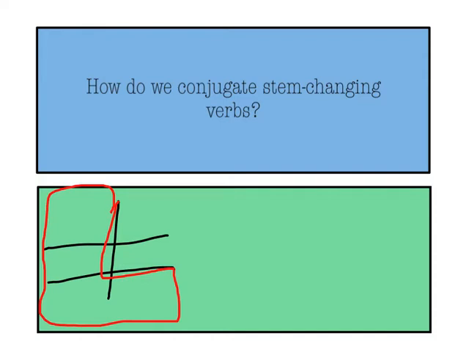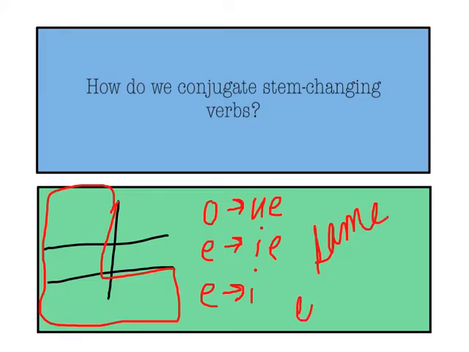So if I were you, I would draw this boot shape. I would write down O to UE, E to IE, and E to I. And then I would just write down for myself same endings. If there's more information that you think is important for you, go ahead and write that at the top. If you want to put one of your example verbs maybe. But if you feel like you've got this, then I'd say that this is probably enough.